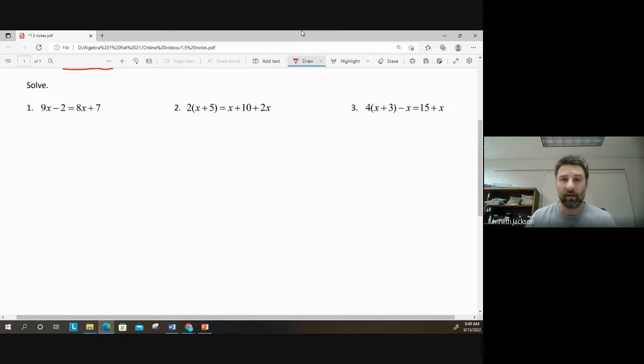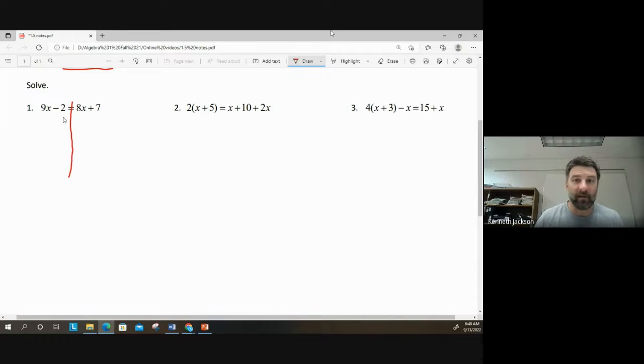On number 1, again, we look for parentheses to distribute. I don't see any, so we don't distribute. When we're talking about combining like terms, we're talking about on the same side of the equal sign. Well, this 9x and 2 don't go together, and this 8x plus 7 go together. A common mistake is kids will try to say, well, 9 and 8 are like terms. Well, they are, but they're on opposite sides of the equal sign. So I don't combine those because they're not on the same side. So there's no distributing, there's no like terms.